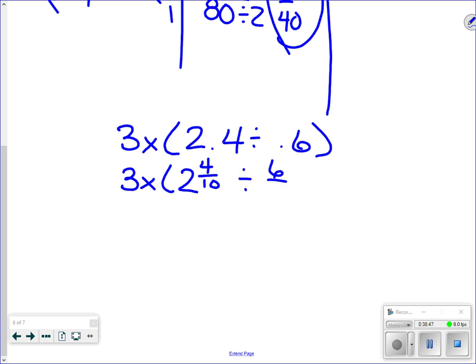Divided by 6/10. How you say it is how you would write it. You cannot multiply or divide mixed fractions.